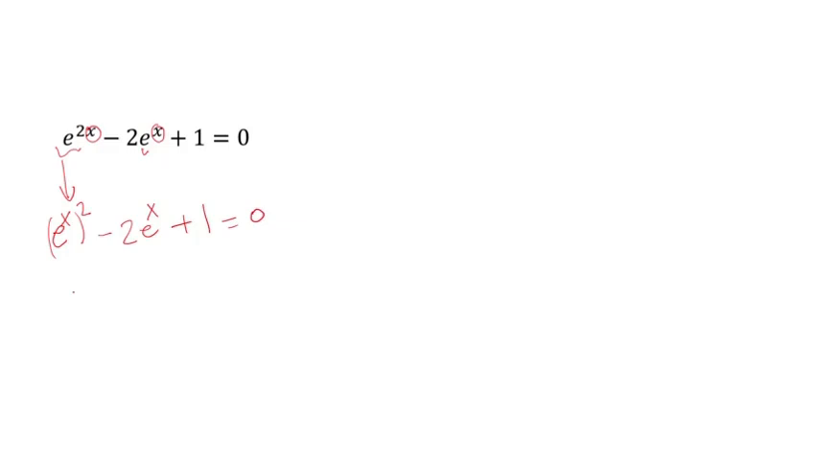So now, what if I let big X equal e to the power of x? Then I can rewrite this equation, basically replacing e to the power of x with uppercase X. So now I have X squared minus 2X plus 1 is equal to 0. Now I have a quadratic equation, which is kind of familiar and easier to solve.